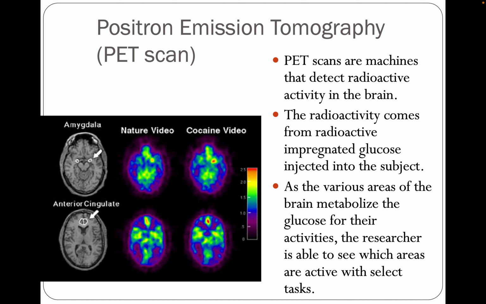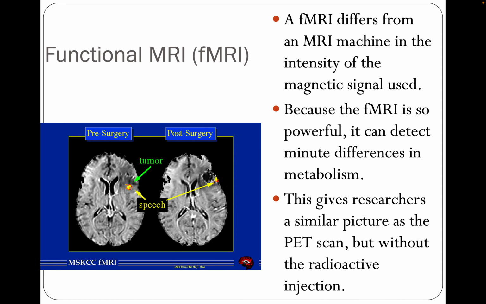PET scans are machines that detect radioactive activity in the brain. The radioactivity comes from radioactive impregnated glucose injected into the subject. As the various areas of the brain metabolize the glucose for their activities, the researcher is able to see which areas are active with select tasks. The functional MRI differs from the MRI machine in the intensity of the magnetic signal used. Because the functional MRI is so powerful, it can detect minute differences in metabolism. This gives the researchers a similar picture as the PET scan, but without the radioactive injection.